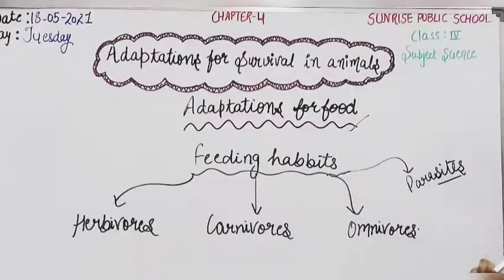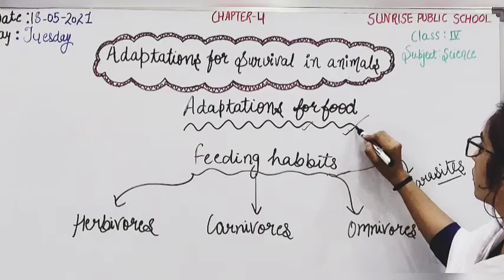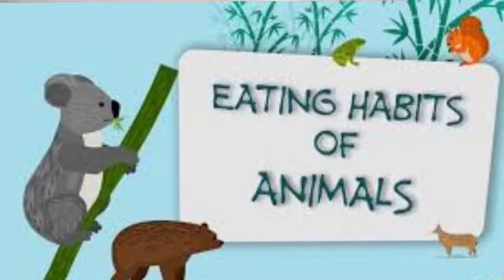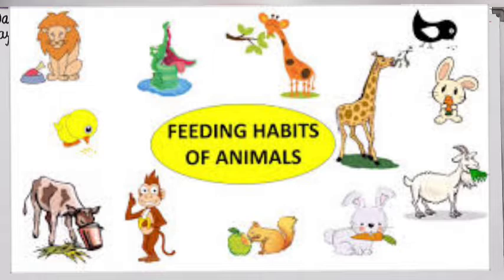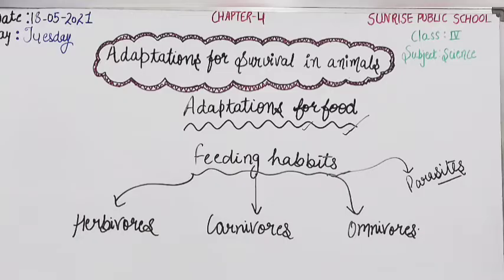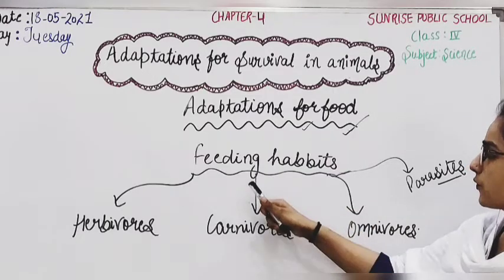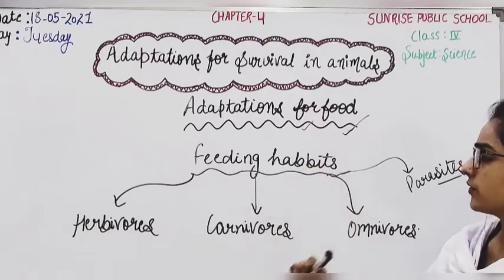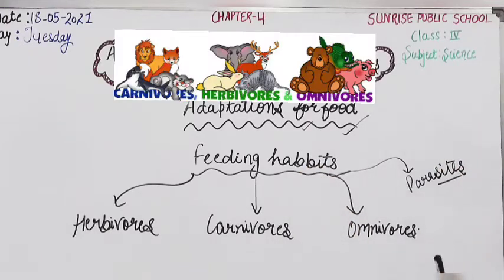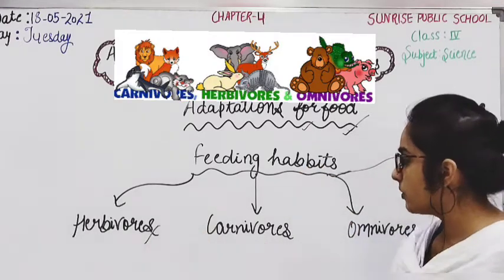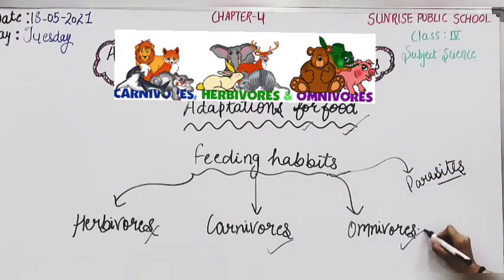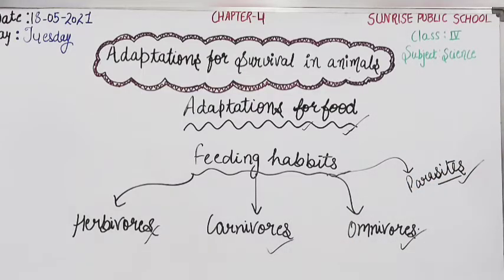So now let's discuss adaptation for food. There is variety in feeding habits of animals. They have adapted themselves according to the food they eat. On the basis of their feeding habits, the animals can be divided into 4 categories. That can be herbivorous animals, carnivorous animals, omnivorous animals and parasites.